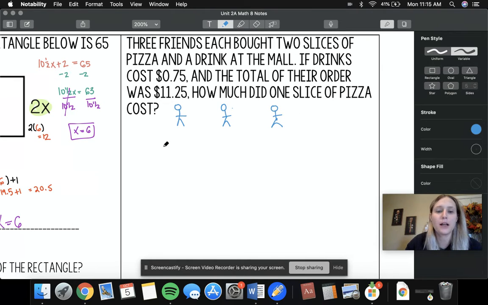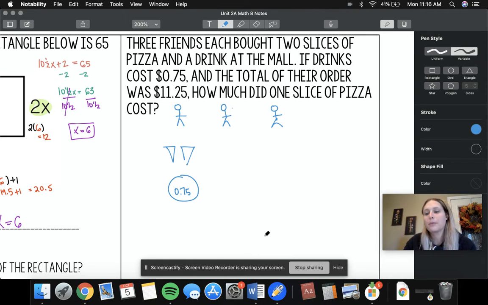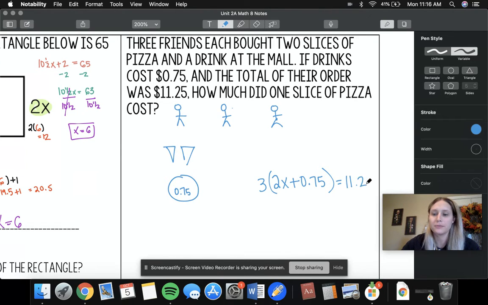and each of them bought 2 slices of pizza and a drink. And the drinks, we know, cost 75 cents. Okay, so to represent this, one person would get 2 slices of pizza and a drink that we know costs 75 cents. Okay, but we know that there are 3 of them, so we are going to multiply everything by 3, and we know that the total cost is $11.25.